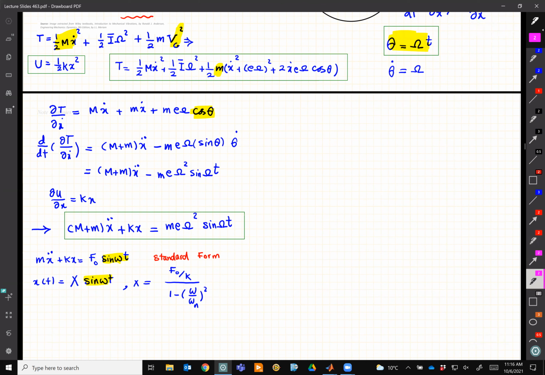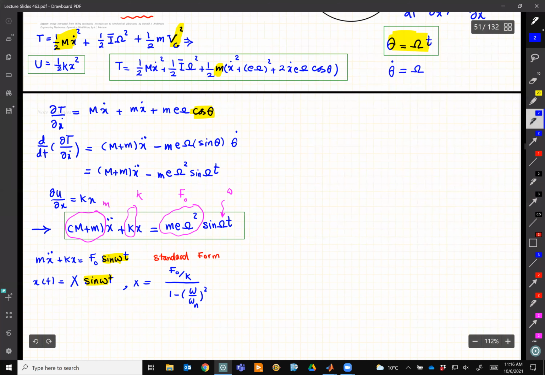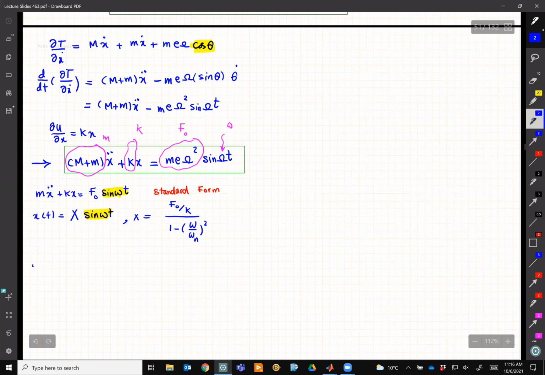And soon you will see new terms will be added. So for example, here, this is our f0. This is our omega. This is our stiffness. And the whole thing here is our mass. Okay, the mass of the system, the stiffness of the system, the amplitude of the force, and the frequency of the force. These are the terminology we use. If I substitute them, I would get x(t). x(t) then will be f0, which is m e omega squared, divided by k, and 1 minus omega over omega n squared.